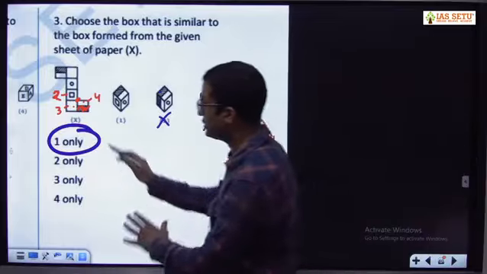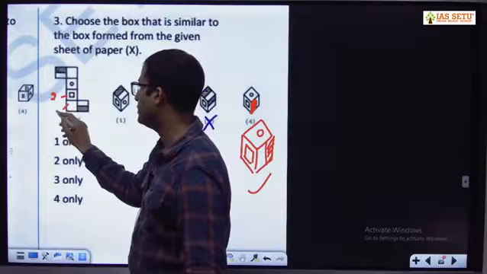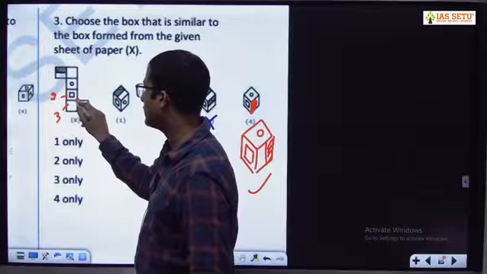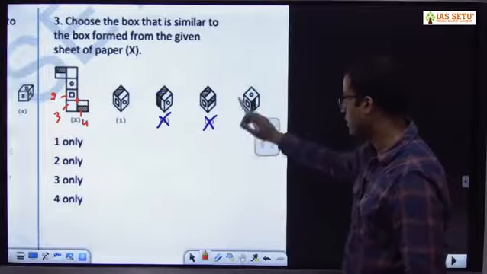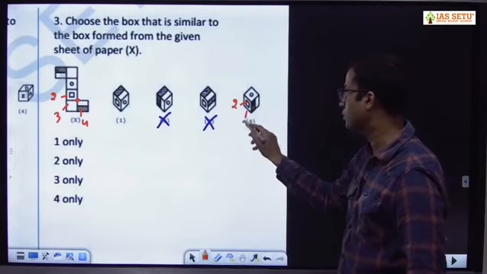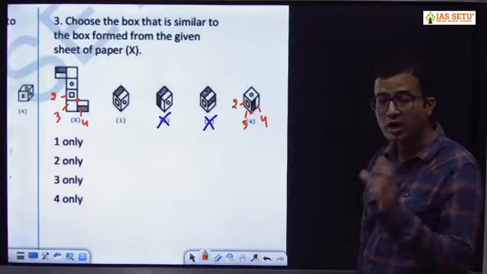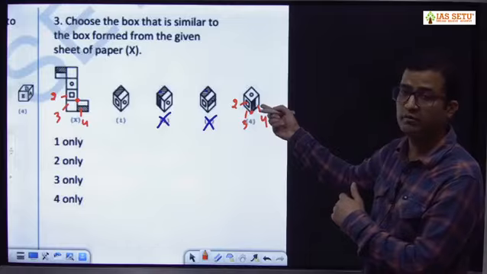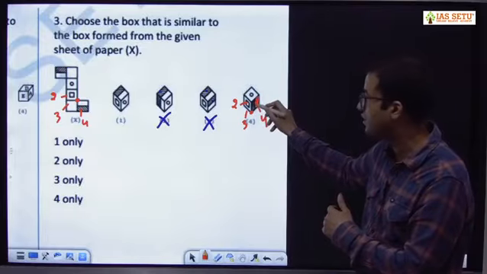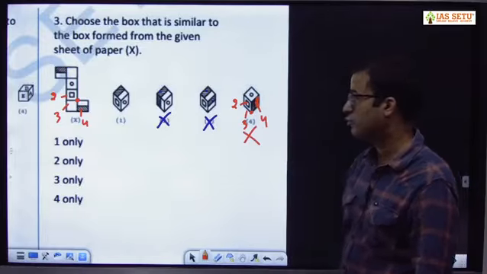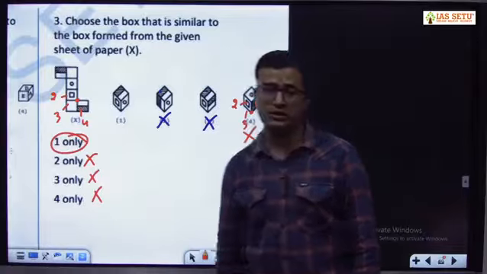Look carefully: 2, 3, 4 are connected by this vertex. If you try to merge it, this is face number 2, the bottom is 3, this is 4. So this is the vertex. Your half shaded is away from the vertex, so the shading should have been on the other side. That's why 4 is wrong, 2 wrong, 3 wrong, so 1 is correct.